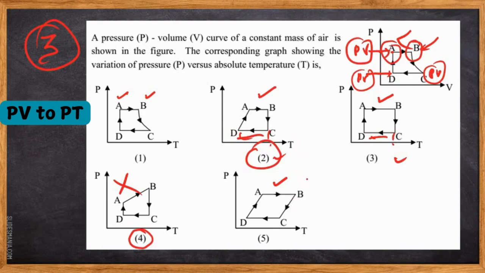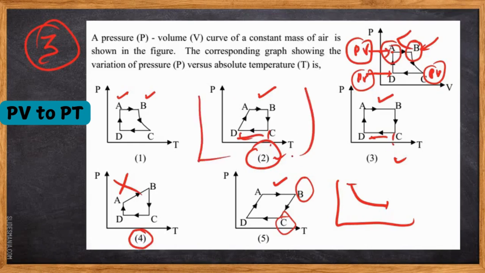The temperature of B and C, we have to assume it is the same, because the PV curve shows like this. Basically it shows an isothermal process, but they are not telling it is isothermal or anything. If the PV value at B and the PV value at C are equal, the most probable answer is the second one, right?